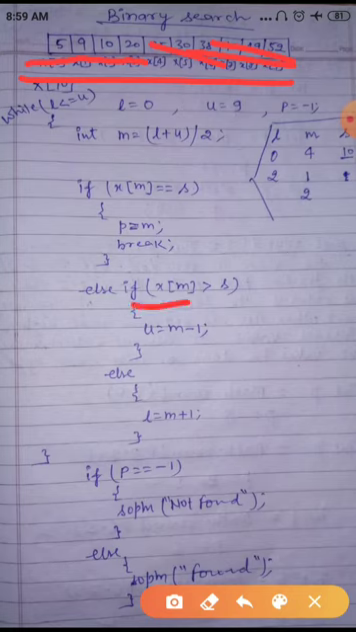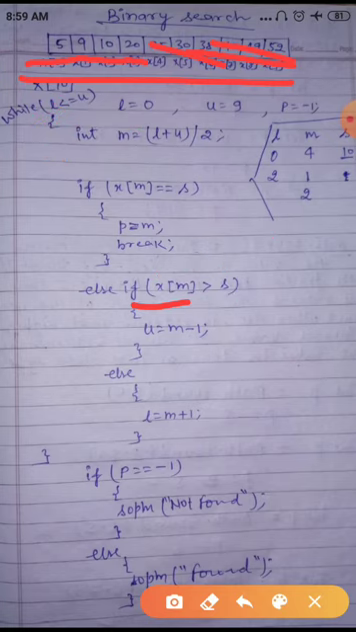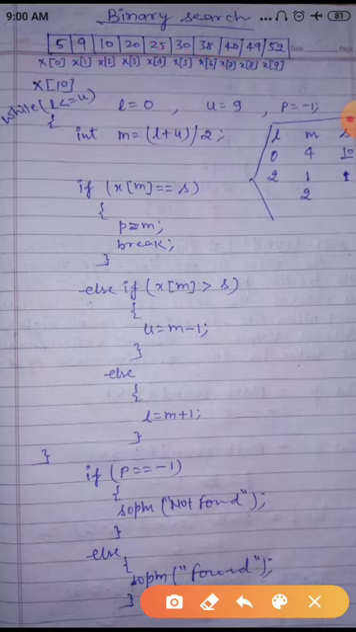If XM is more than S, your center number is more than your searching number, so it means your searching number is only on the left side of the center. Okay, clear? So my dear, no need to search for the number on this side, now you search only here. So in this case what will you do? L will be the same, U will be 3.